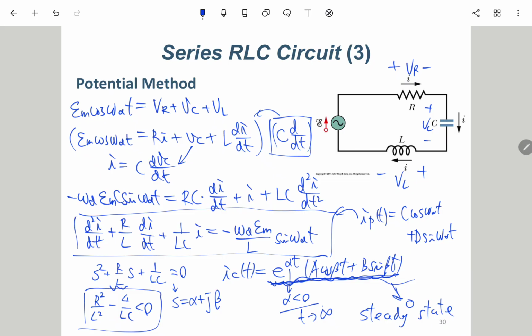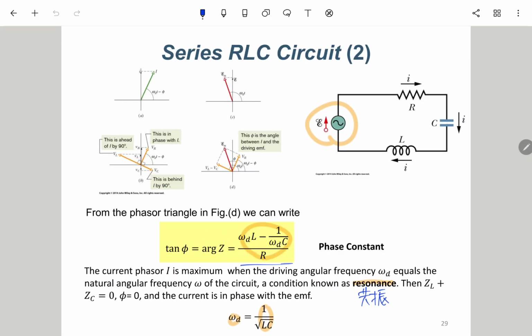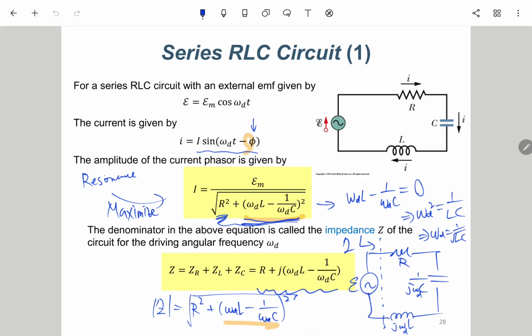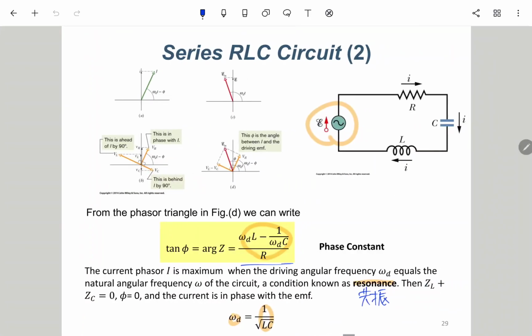But the idea is for the steady state, which means when t is large enough, we can make use of the phasor. Then it can help us. We just need to, according to the formula, plug in all the numbers R, L, C, and then we can get the expression very quickly.